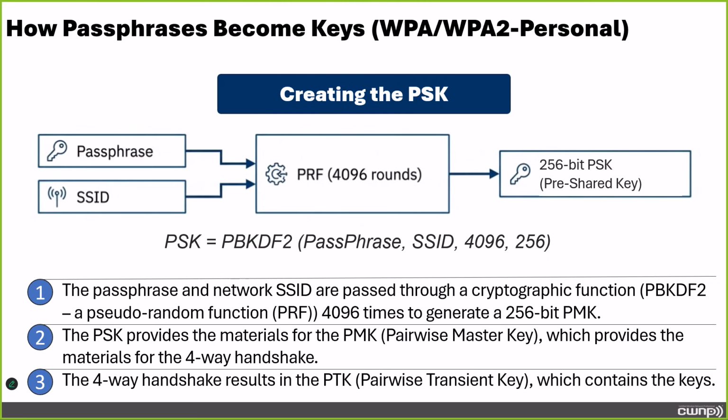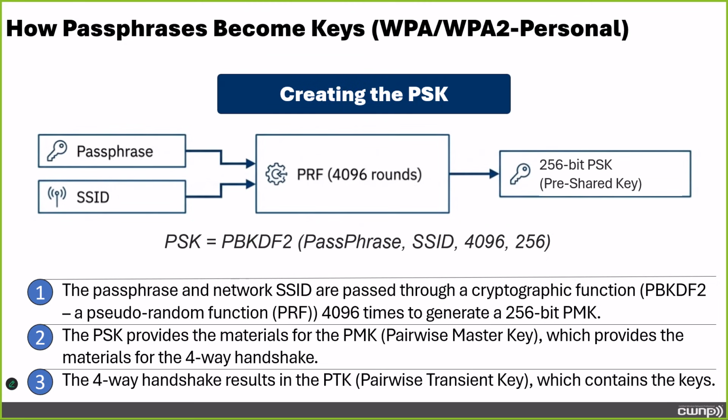The parameters that are in here: passphrase, okay, that's your passphrase. SSID, that's your SSID. Then the 4096, that's how many times or rounds we pass this data through the PRF, the pseudo-random function. And then the 256 is, all right, what is the output data? What are we getting out of it? Well, we're getting 256 bits out of it. And that's really what we're getting with WPA2 personal.